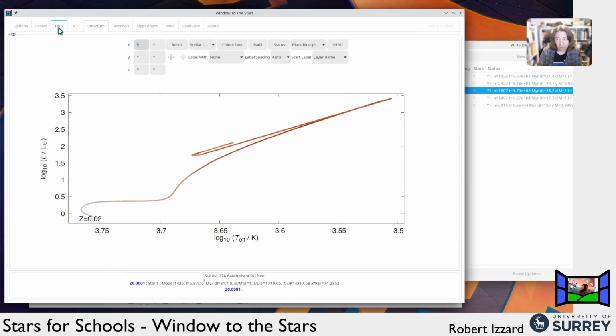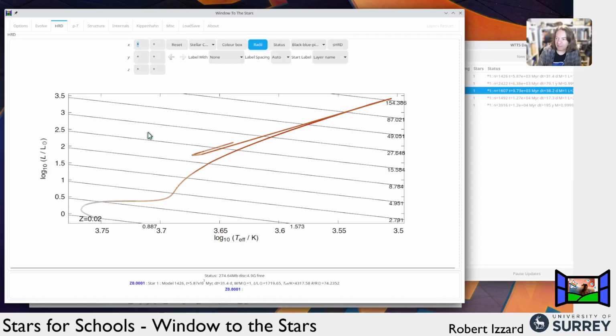Now, one thing you can also do is plot the radii on your Hertzsprung-Russell diagram. There's a radii button up here. If you press that, it will draw lines of constant radius. So down here, near where the sun lives, the radius is just a little bit more than 0.887. What is the radius of the sun now? It's 1 solar radius, but that's slightly more than 0.887.